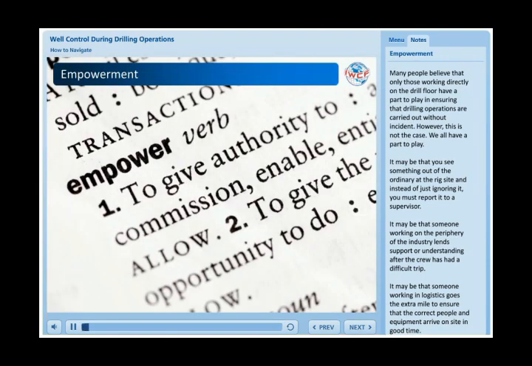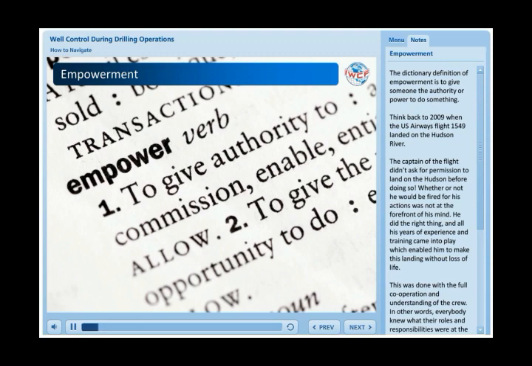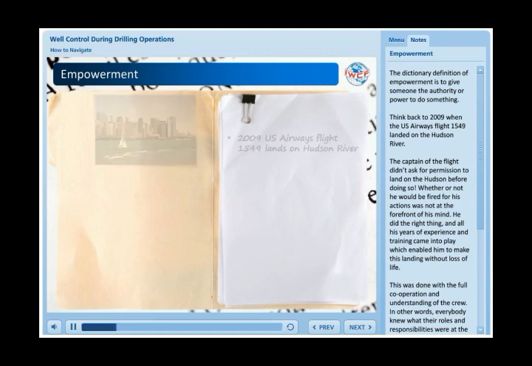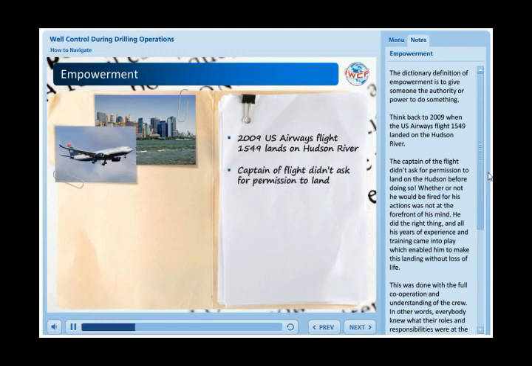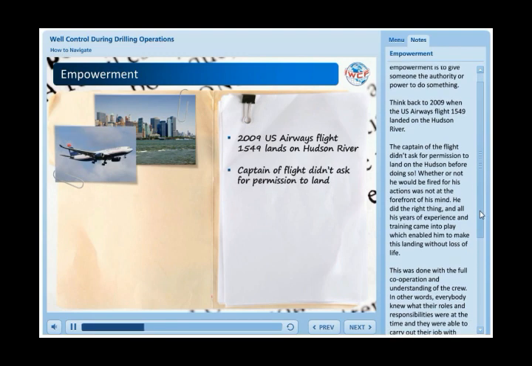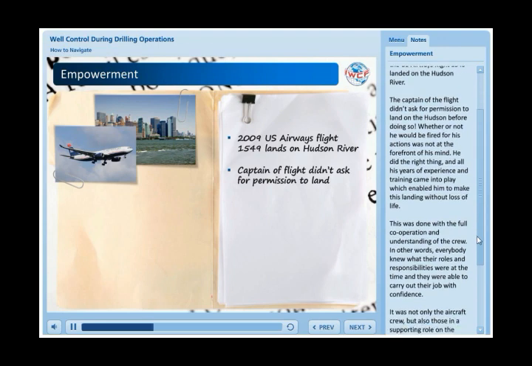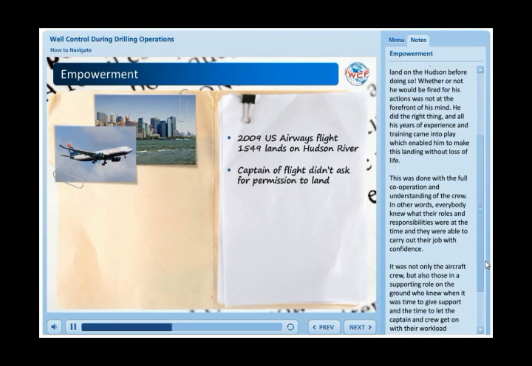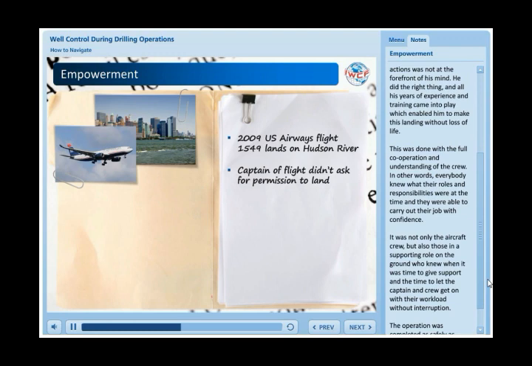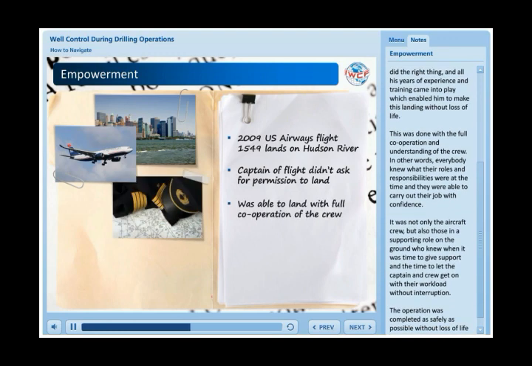The dictionary definition of empowerment is to give someone the authority or power to do something. Think back to 2009, when the US Airways Flight 1549 landed on the Hudson River. The captain of the flight didn't ask for permission to land on the Hudson before doing so. Whether or not he would be fired for his actions was not at the forefront of his mind. He did the right thing, and all his years of experience and training came into play, which enabled him to make this landing without loss of life. This was done with the full cooperation and understanding of the crew. In other words, everybody knew what their roles and responsibilities were at the time, and they were able to carry out their job with confidence.